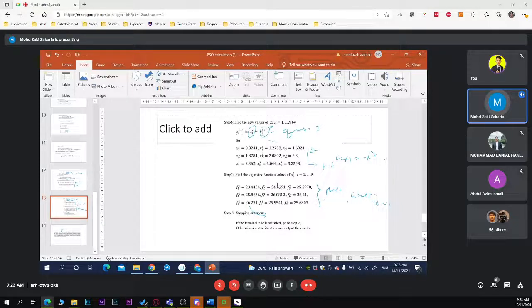So based on this value, we use the function f(x) equal to minus x to the power of 2 plus ni. So we calculate, and we found that the value is the best, f7. Faham ke?